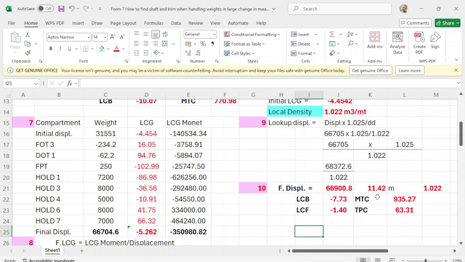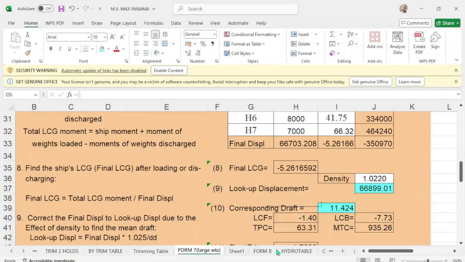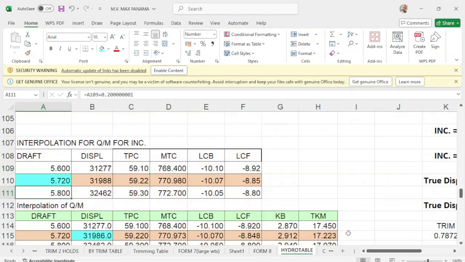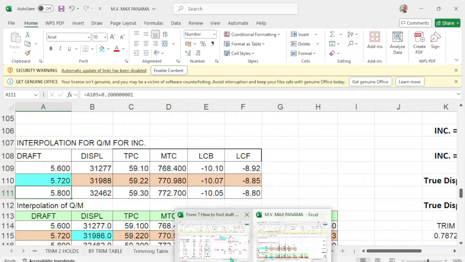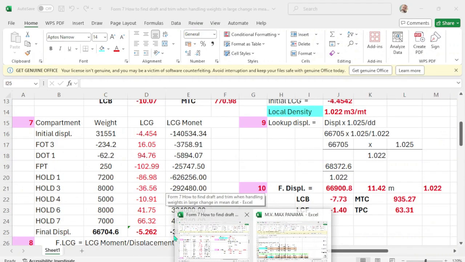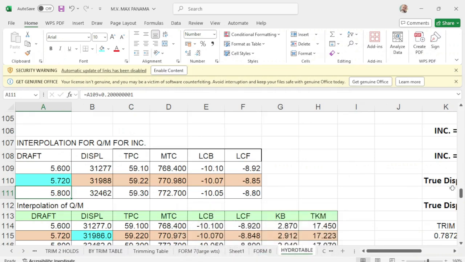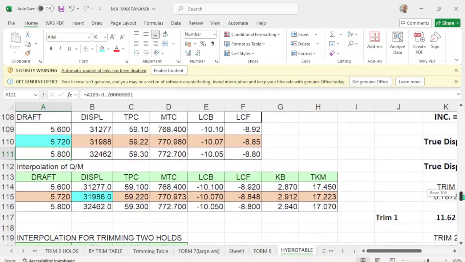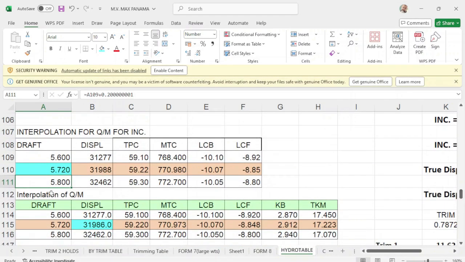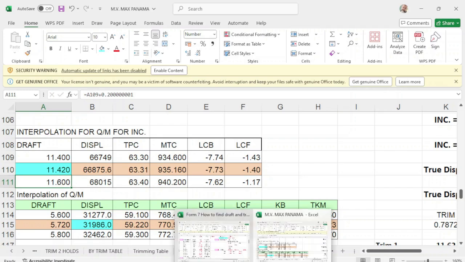So we go to drop of 11.42, go to the program, then you go to displacement, put here 11.42. Is it 11.42? Okay, go to 11.42, just put here 11.42. Then you have your displacement.